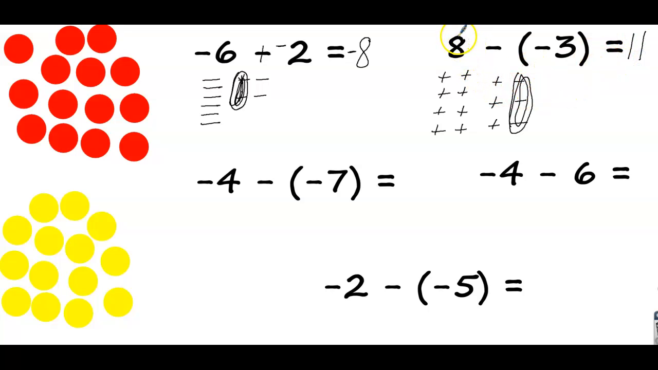If I had done keep, change, switch, we would keep the first number the same, change subtract to add, and switch the sign of the second number. That would have given us 8 plus 3, which is 11.